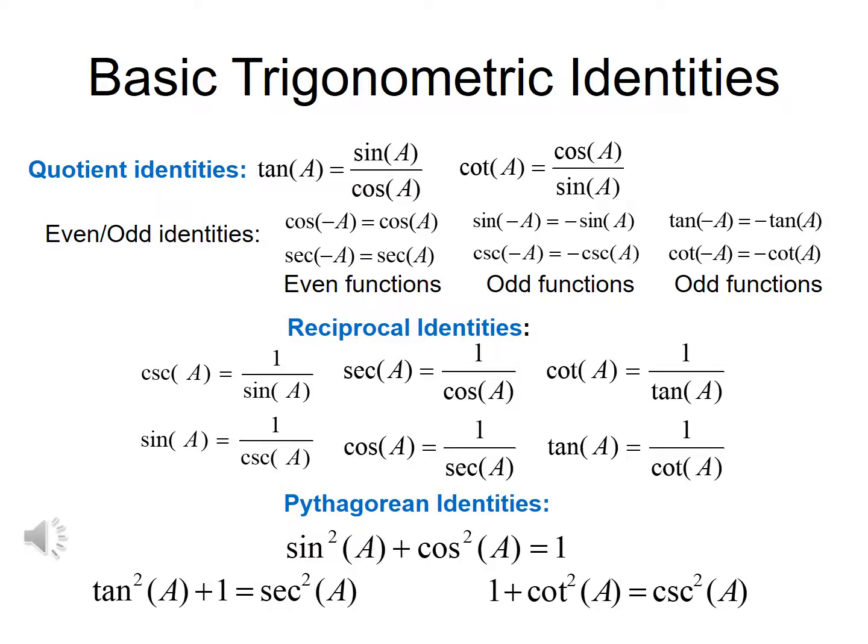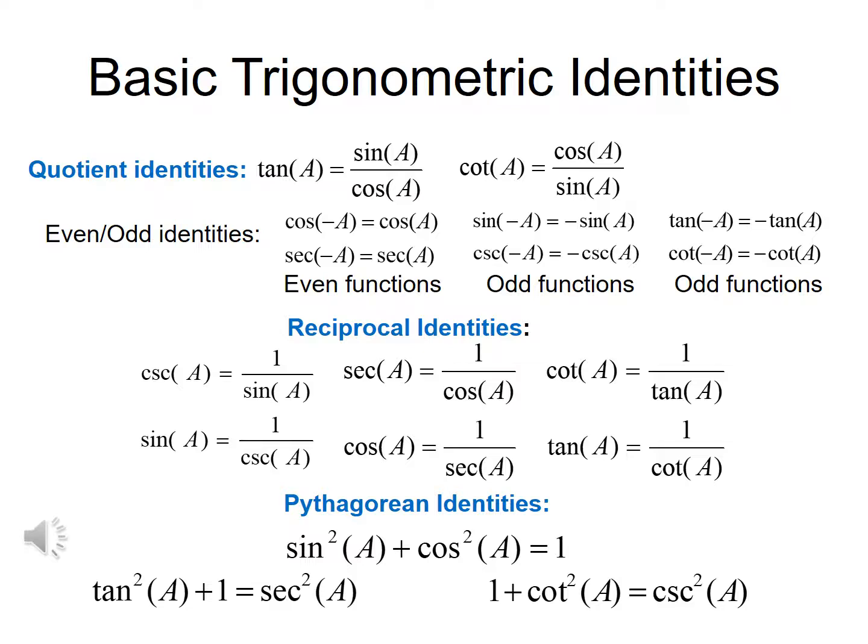Your reciprocal identities are exactly what they state. They're inverses of one another. That's why we see, for instance, that the sine is 1 over the cosecant, while the cosecant is 1 over the sine. And then you see the similar relationships existing between secant and cosine, cotan and tan.